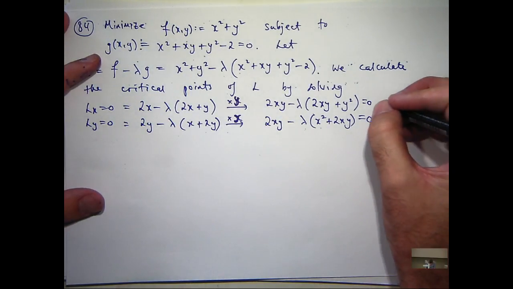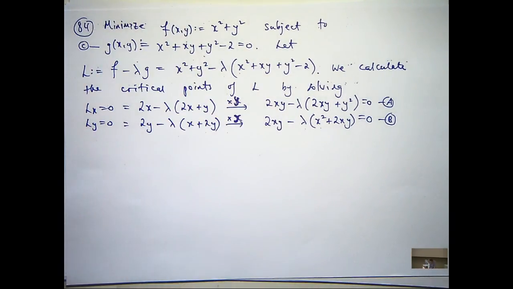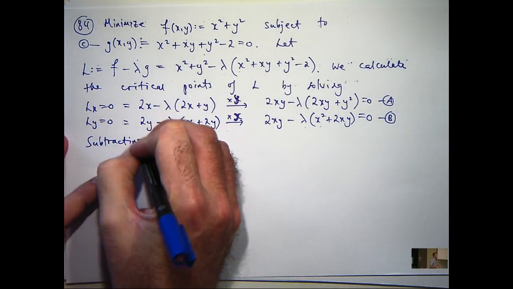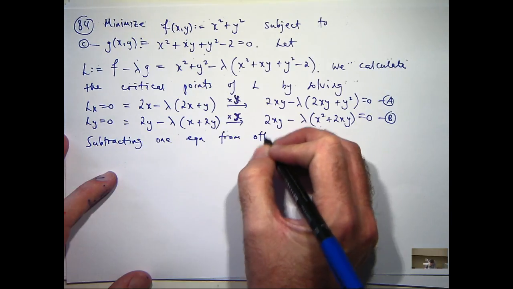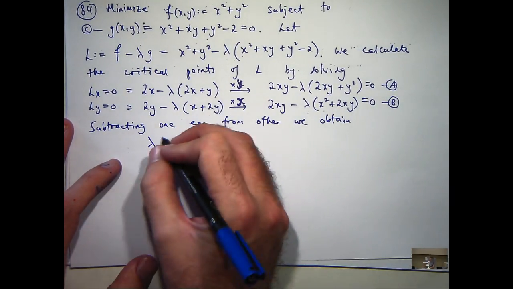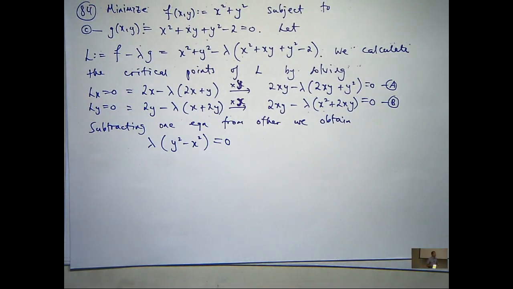So let's call this A and B. And let's call our constraint equation C. So in terms of A and B, subtracting one equation from the other, doesn't matter which one, we're going to obtain the following. There's a common factor of lambda, and we get this type of equation. Now, so what? Well, the point is we're now in a position where we can make some conclusions about lambda, x and y and their relationship to each other.